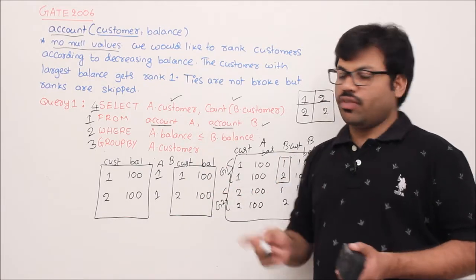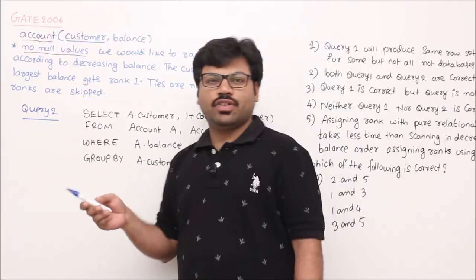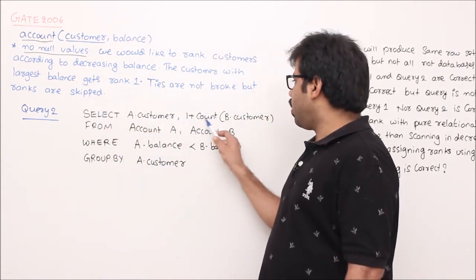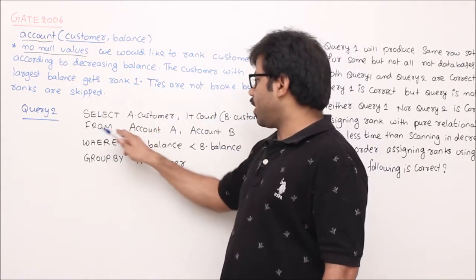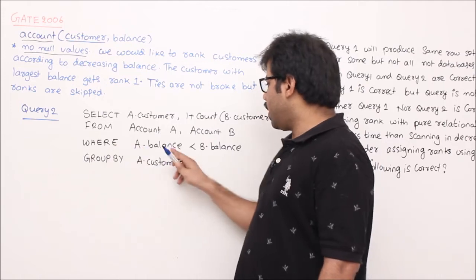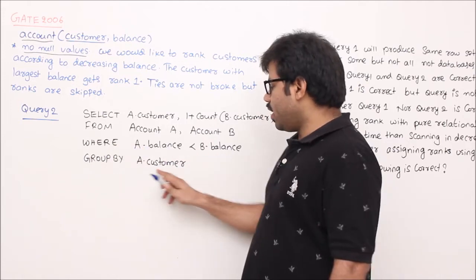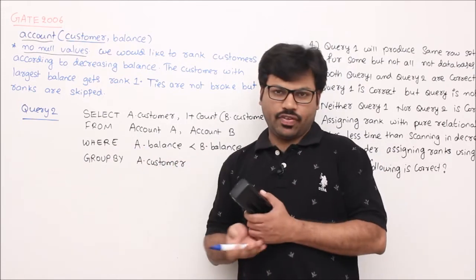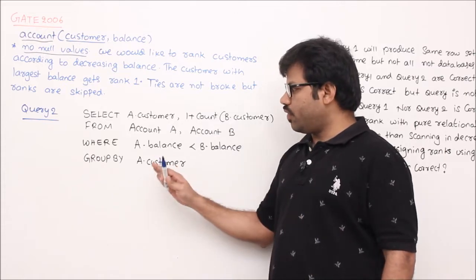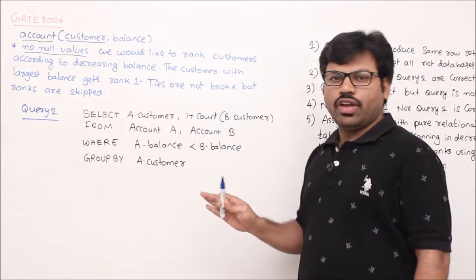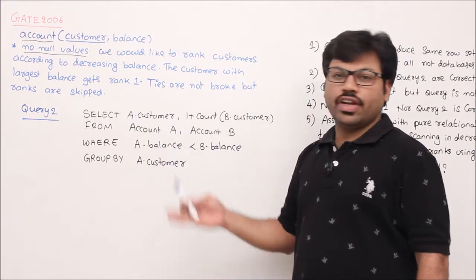Remember it. Now we'll see query number 2. See this query 2: select A dot customer, 1 plus count of B dot customer from account A, account B, where A dot balance less than B dot balance, group by A dot customer. So this query is a little bit modified. I can say that this is a modified version of query number 1. So query 1 was not working, right? We'll see whether query 2 works or not.